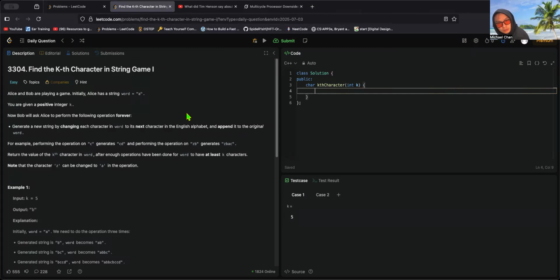Let's work on this. Alice and Bob are playing a game. Initially, Alice has a string word A. You're given a positive integer K. Now Bob will ask Alice to perform the following operations forever. Generate a new string by changing each character in word to its next character in the English alphabet and append it to the original word. For example, performing the operation on "c" generates "cd", and performing the operation on "zb" generates "zbac". Return the value of the kth character in word after enough operations have been done to have at least k characters.